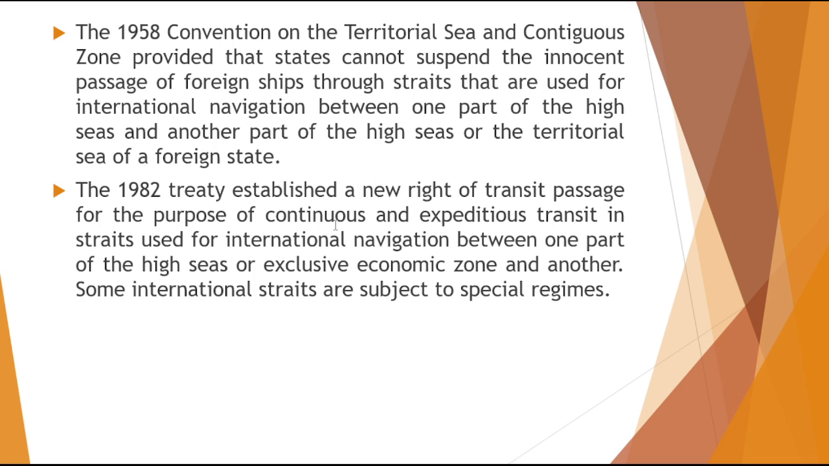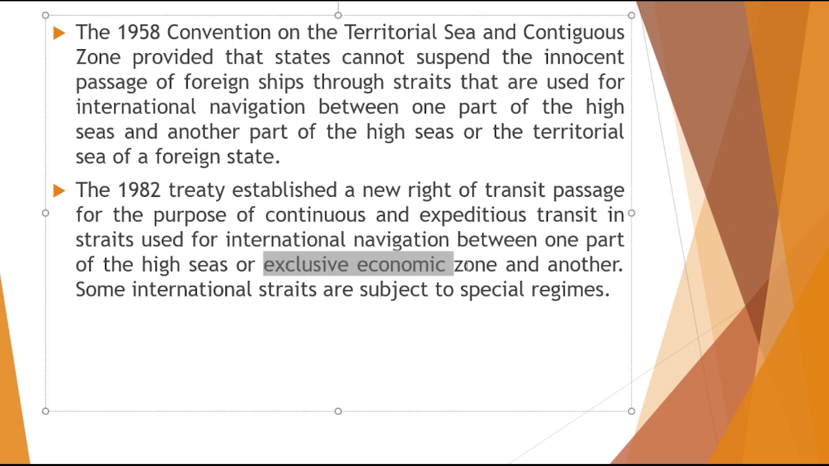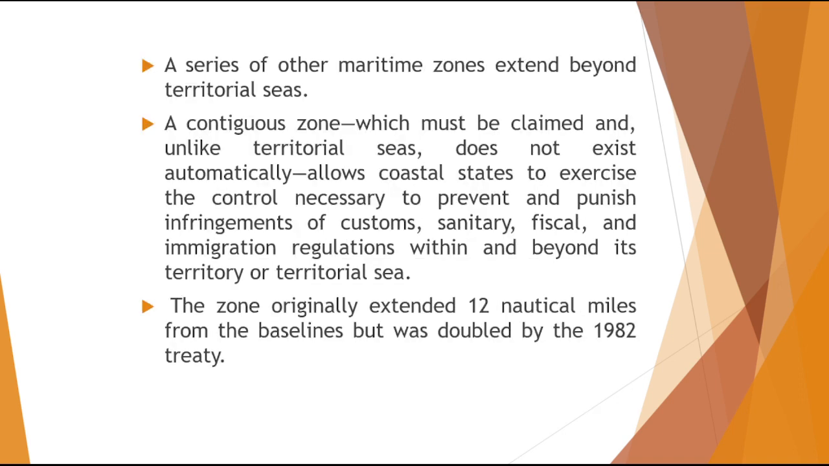established a new right of transit passage for the purpose of continuous and expeditious transit in straits used for international navigation between one part of the high seas or exclusive economic zone and another. Some international straits are subject to special regimes, etc. But the EEZ itself, why? Because the concept of EEZ was first introduced in the 1982 treaty. So before that, in the 1958 treaties, there was no EEZ. There was only the contiguous zone, the territorial sea, or the high seas, right?